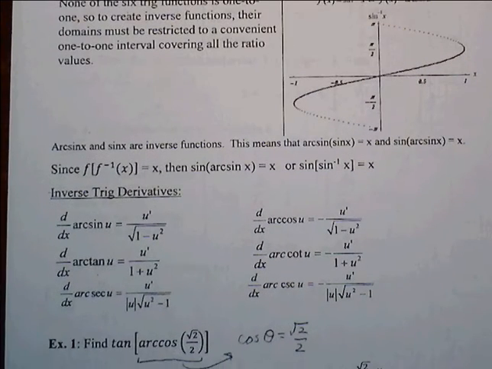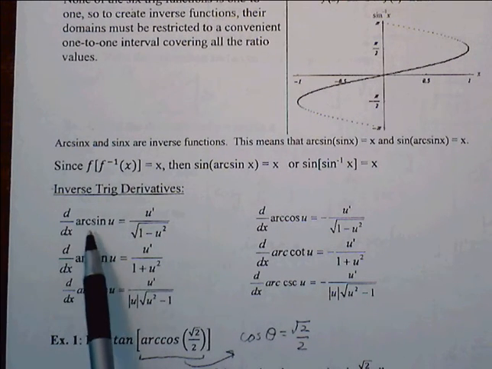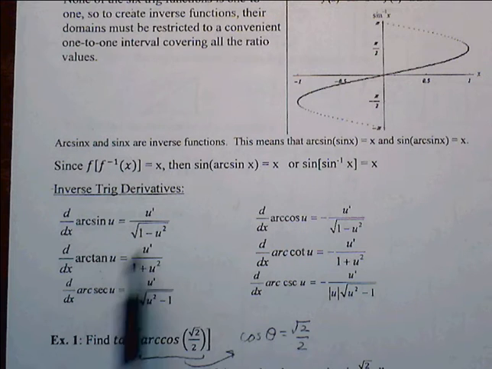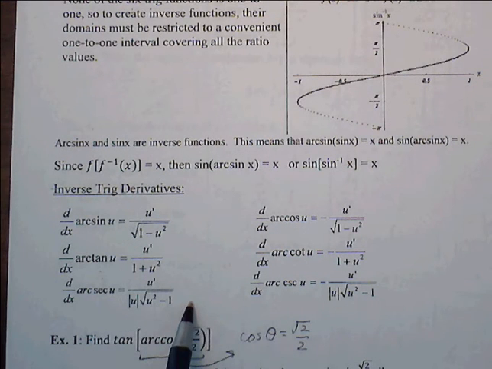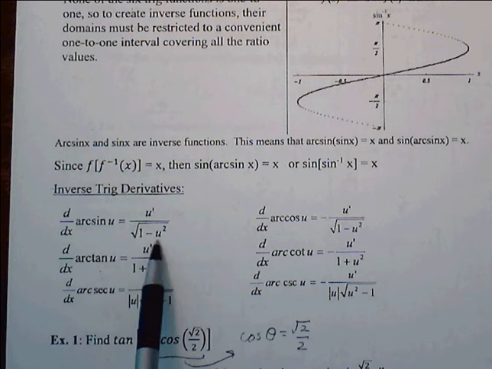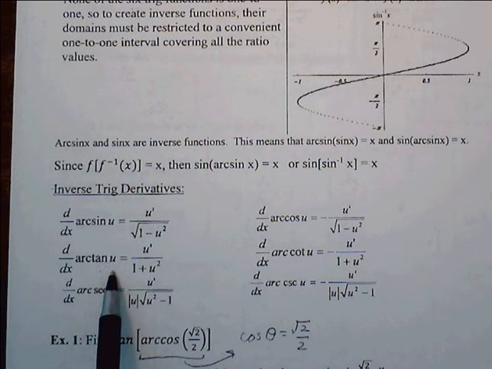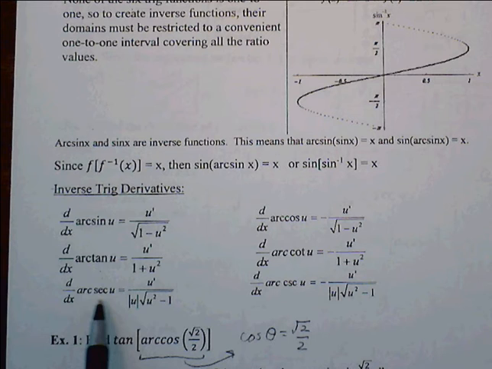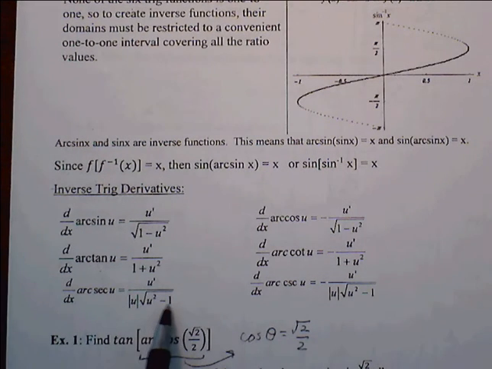All right, so here are the inverse trig derivatives. We have arc sine, arc tangent, and arc secant. These are the three distinct ones. Arc sine is u prime over square root of 1 minus u squared. Arc tangent of u is u prime over 1 plus u squared. Arc secant of u is u prime over absolute value of u times square root of u squared minus 1.